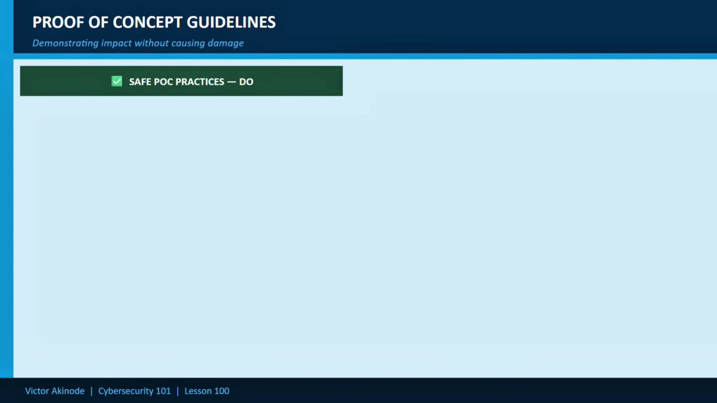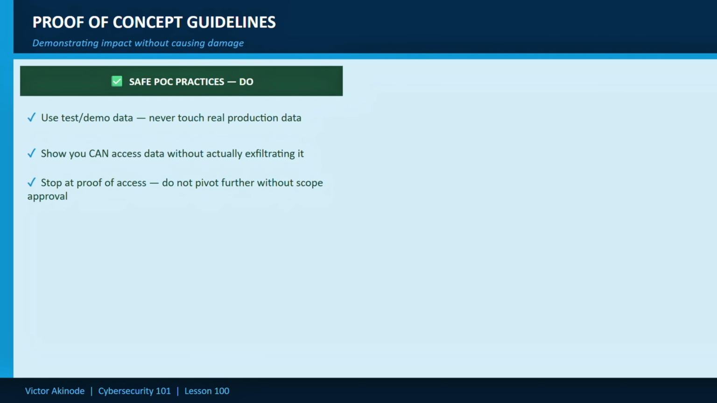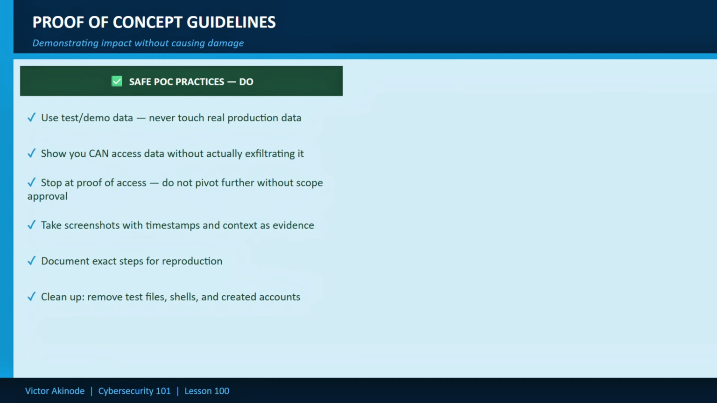And here is what you should do for safe proof of concepts. The first thing is to use test or demo data. Never use sensitive data. Show that you can access data without actually exfiltrating it. Stop at proof of access. Don't pivot further without explicit permission. Take screenshots as evidence. Also, you should document exact steps for reproduction. And lastly, clean up afterward. Remove test files, uploaded shells, and created accounts.